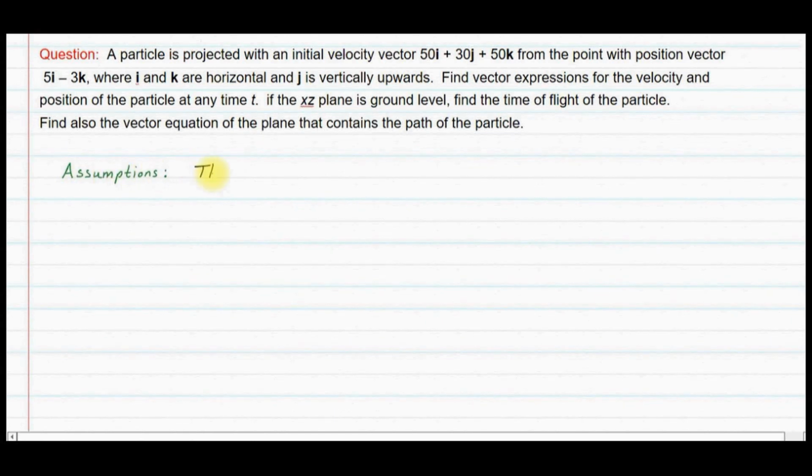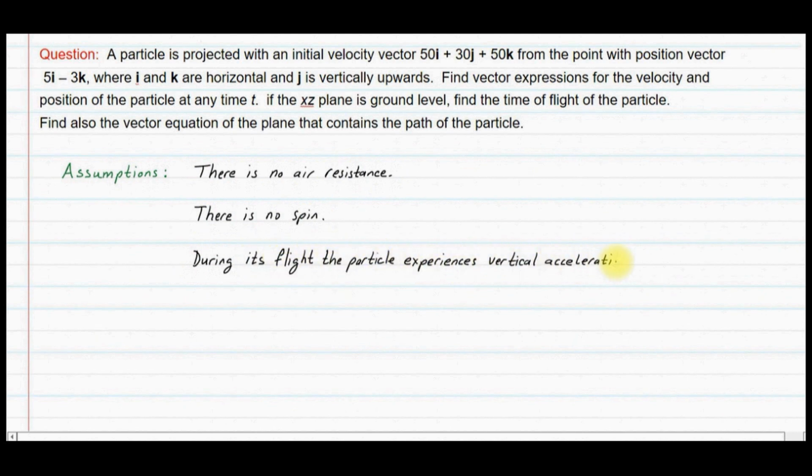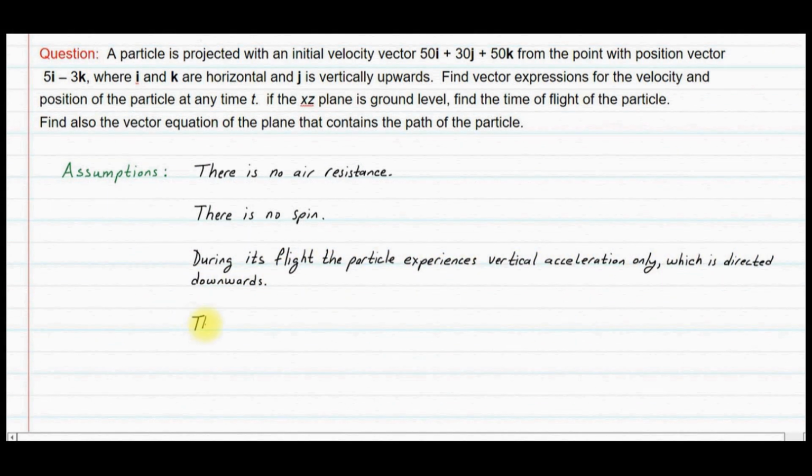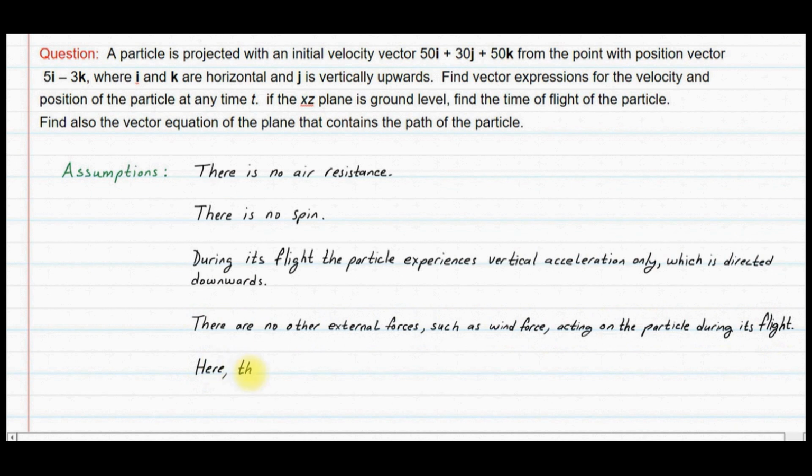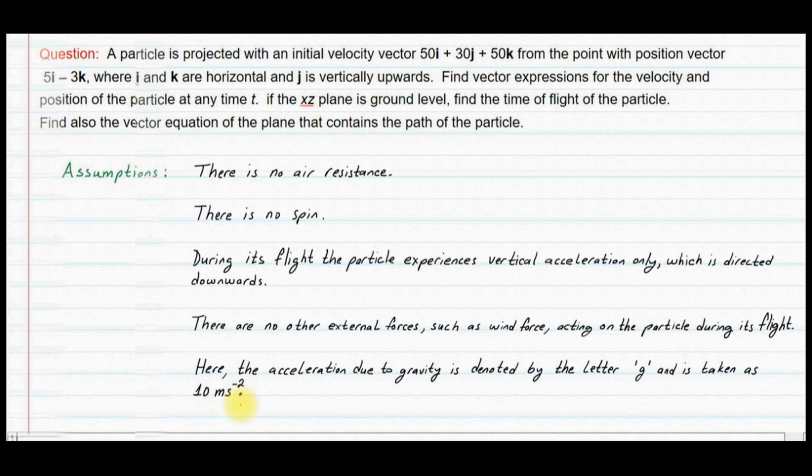Assumptions. There is no air resistance. There is no spin. During its flight, the particle experiences vertical acceleration only, which is directed downwards. There are no other external forces, such as wind force, acting on the particle during its flight. Here, the acceleration due to gravity is denoted by the lowercase letter g and is taken as 10 meters per second squared.